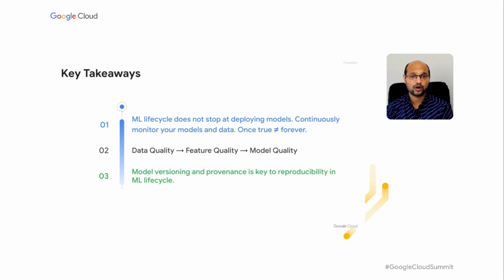Secondly, data quality drives feature quality, which drives model quality. So analyze your data and probe your models with tools like the What-If Tool and understand the model behavior with changes in data. And finally, model versioning and provenance is key to reproducibility in the machine learning lifecycle. Vertex AI has necessary building blocks to manage models at scale with Vertex AI Pipelines, ML Metadata, Model Registry, and a lot more.